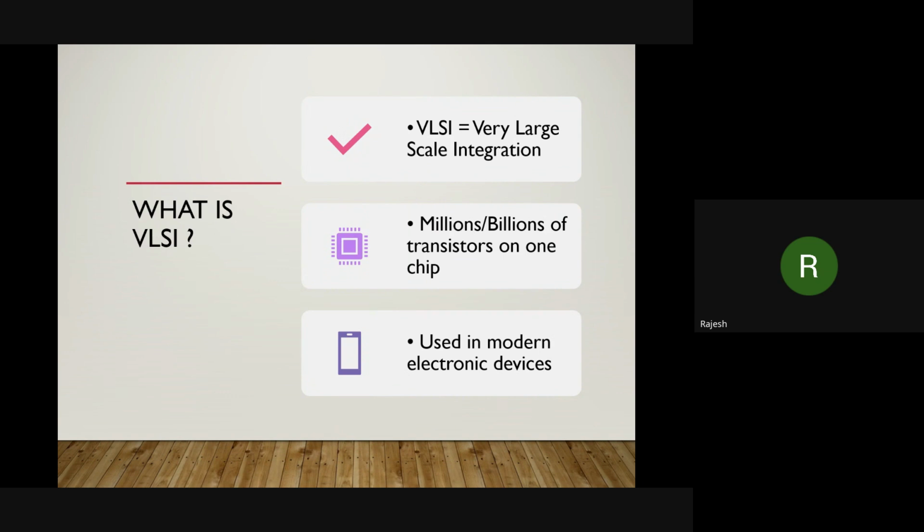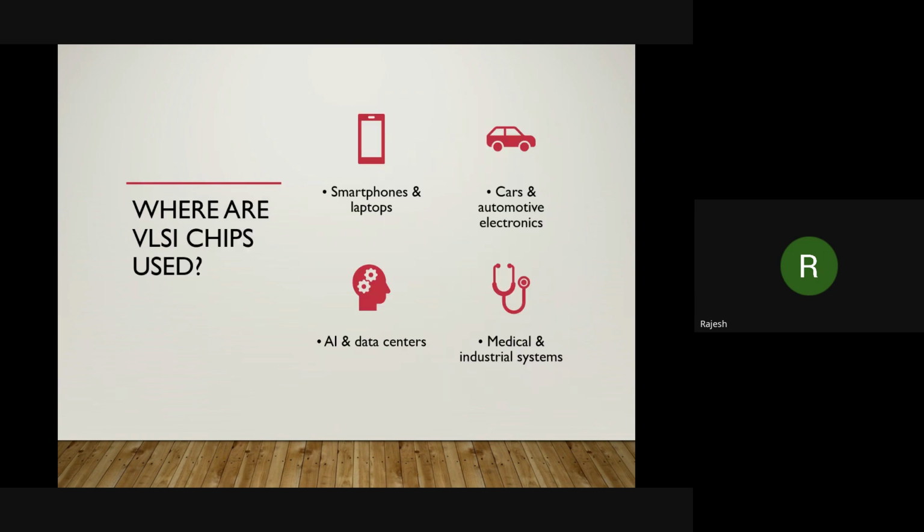Then where are we using these chips? We use these chips wherever modern electronic devices need them. For example, all our smartphones and laptops use these chips. A lot of cars now have automation, and we are seeing driverless cars and many features like ADAS, which require automation. Wherever automation is required, definitely a chip needs to be there.